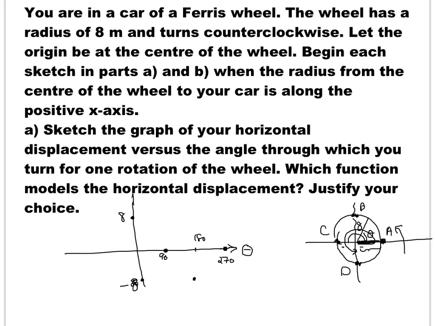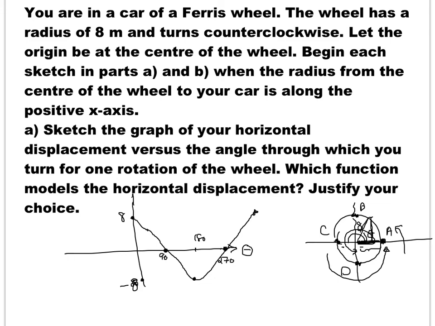And when it goes one complete rotation and it gets back to A again, then the distance is 8 meters. So it's going to be somewhere around here. So our graph looks something like this one. Now, which function models a horizontal displacement? You can see that this one resembles a cosine function. Now, to prove this one, we can easily write the relationship between the horizontal distance and the angle.